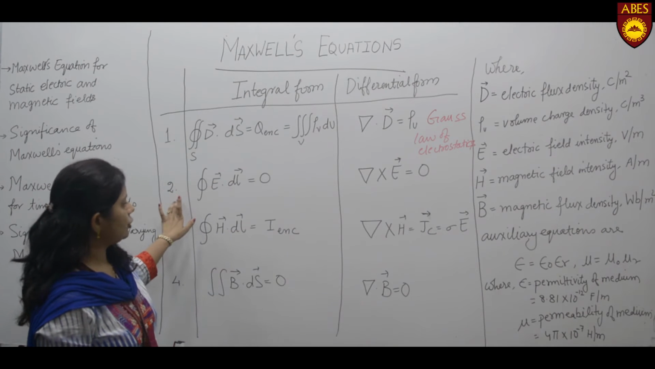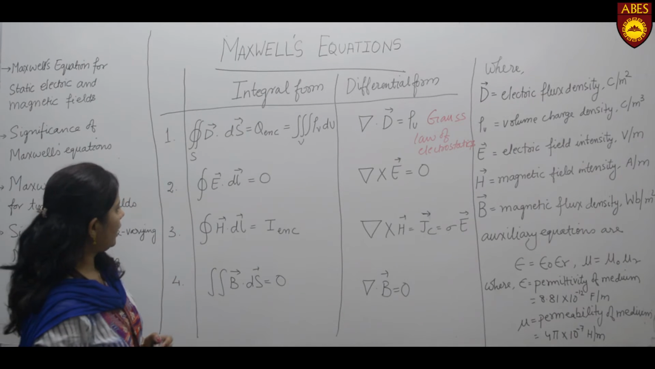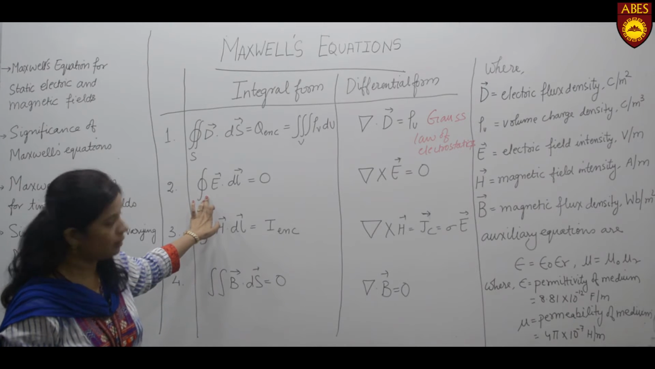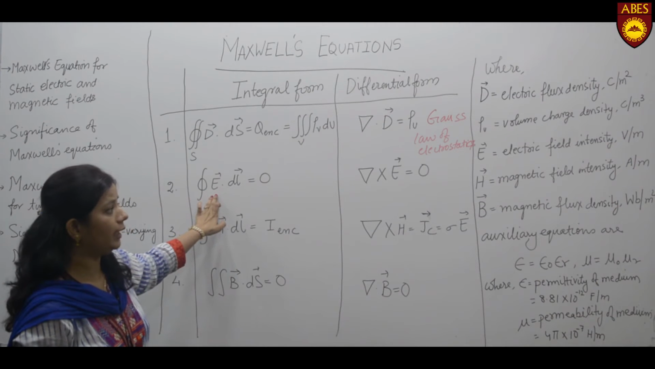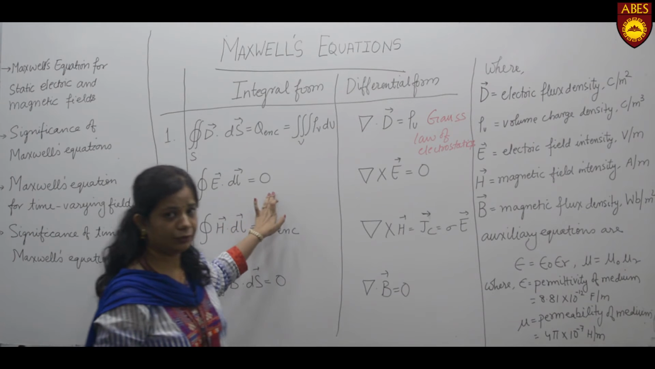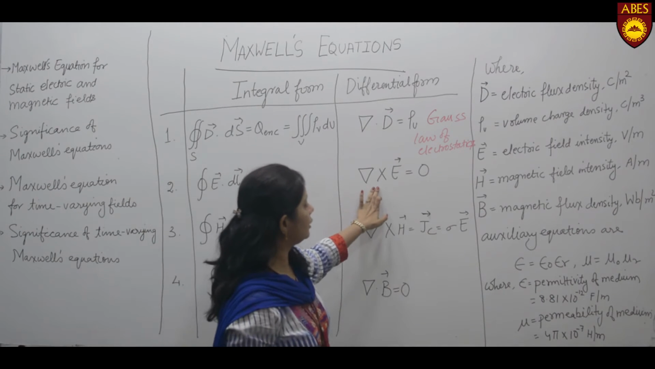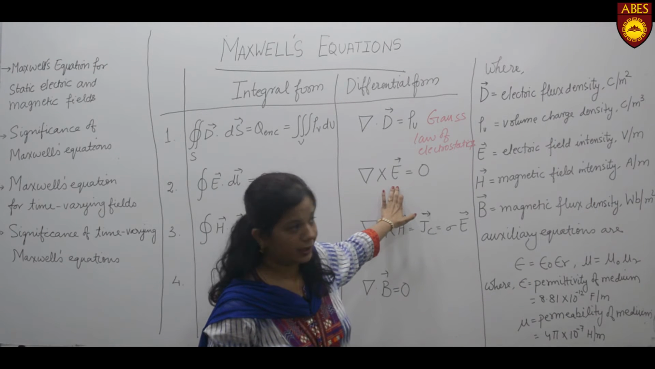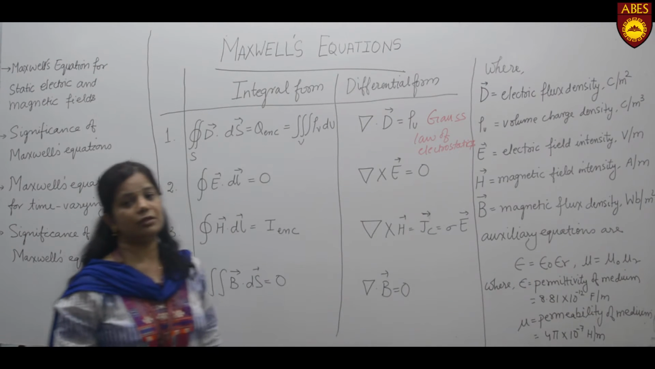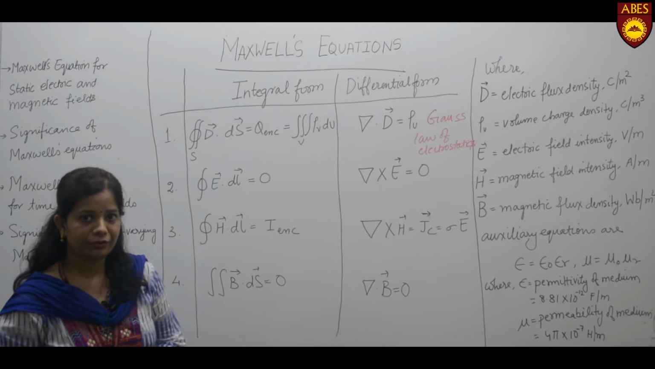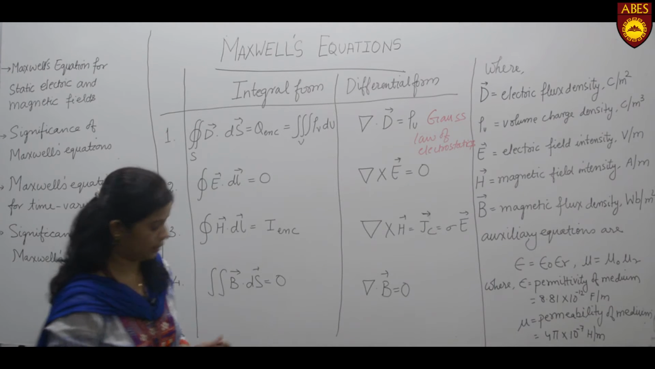The second equation of Maxwell states that over any closed path, the line integral of the electric field intensity is equal to 0, or in differential form we can state that the curl of the electric field intensity is 0. The significance of this equation is that the electric field is a conservative field.